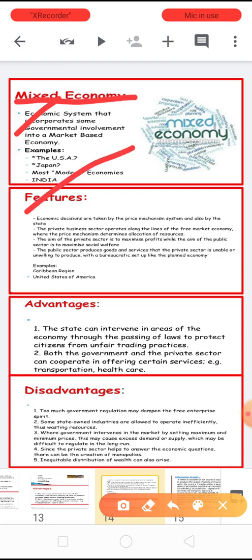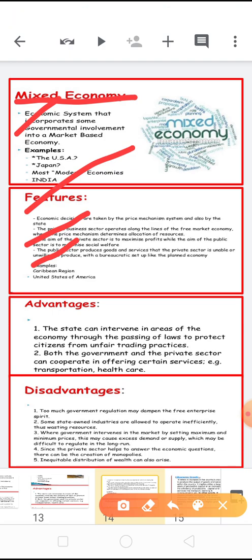What are the features behind it? The economic decisions are taken by the price mechanism system and also by the state. The private business sector operates along the lines of the free market economy, where the price mechanism determines the allocation of resources. The public sector provides goods and services that the private sector is unable or unwilling to produce, with a bureaucratic setup like the planned economy. Wherever the private sector fails in making the production, the government sector completes the production just for the welfare of the people.